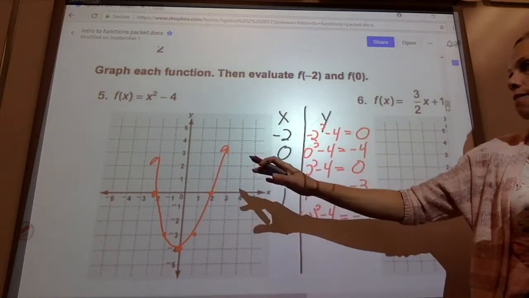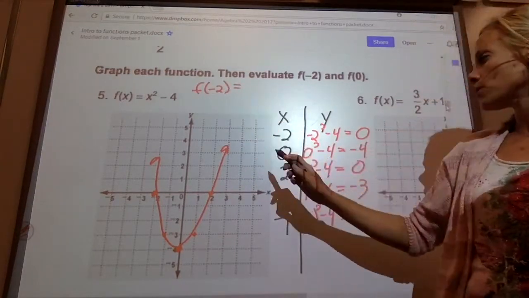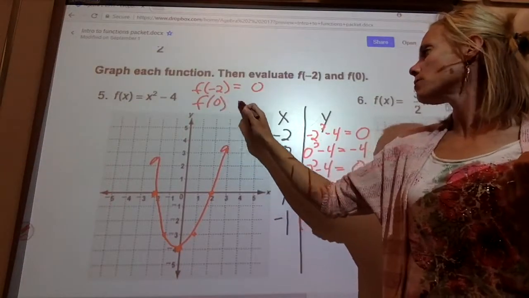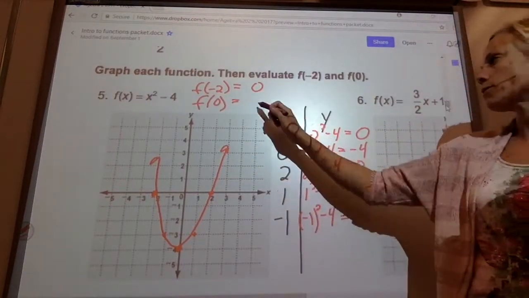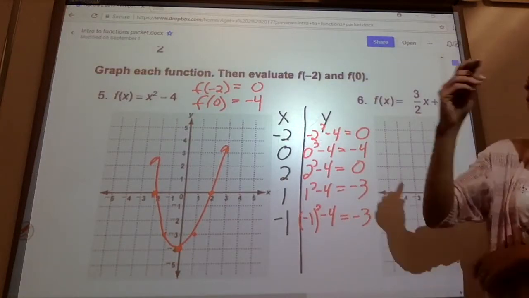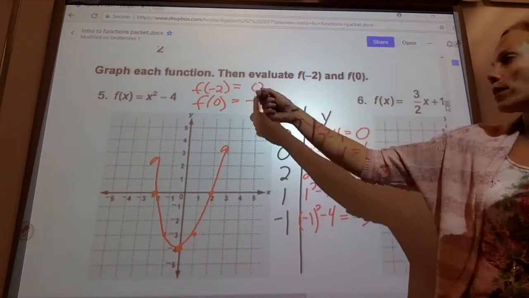So there's the graph, and then to answer, f of negative 2 is what? We solved that, 0. And f of 0 is what? We solved that also, negative 4. It said graph and then evaluate. So we graphed it using the table, and we evaluated right here.